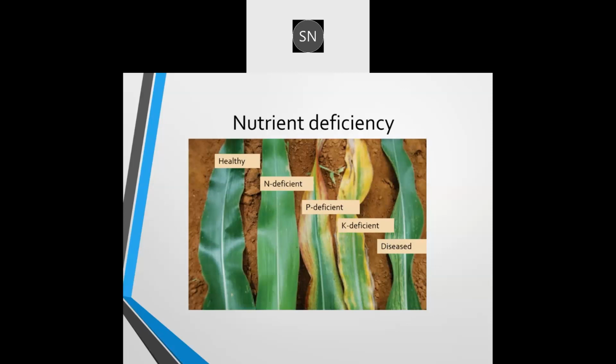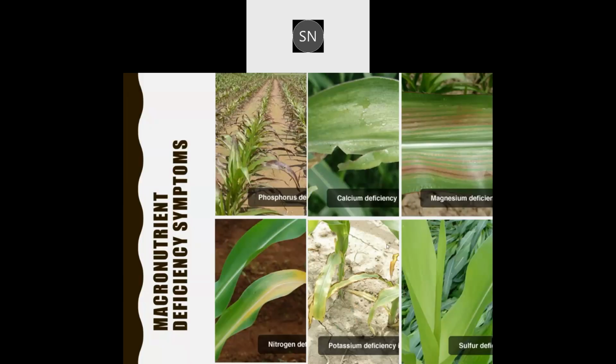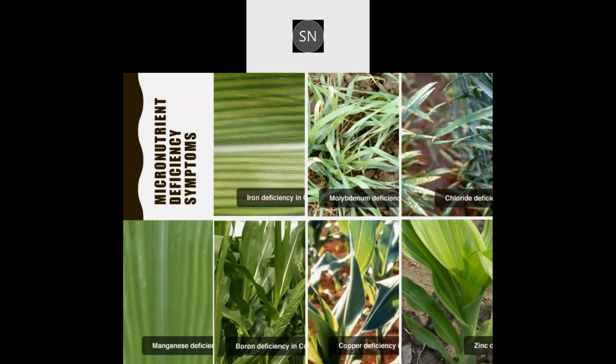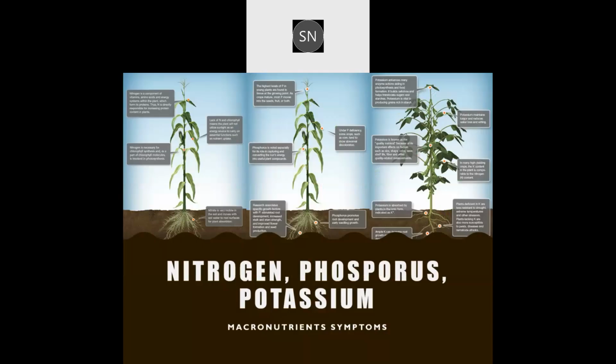Sometimes viruses attack our leaves, or sometimes fungus attacks, right? So it will show spotted deficiency symptoms. And there are further pictures to show the different deficiency symptoms as well. This one is also the same.